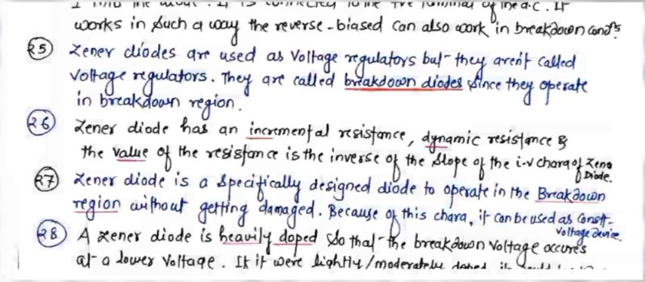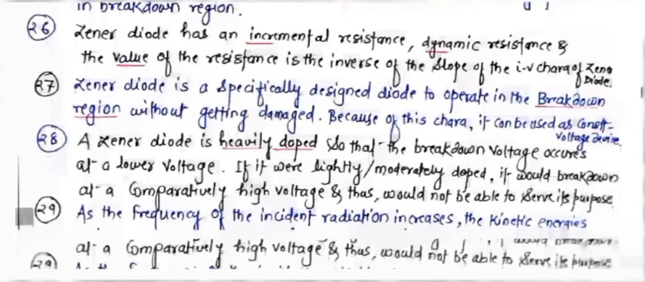Zener diode is a specifically designed diode to operate in the breakdown region without getting damaged. Because of these characteristics, it can be used as a constant voltage device. A Zener diode is heavily doped so that the breakdown voltage occurs at a lower voltage. If it is lightly or moderately doped, it would break down at a comparatively high voltage and thus would not be able to serve its purpose.